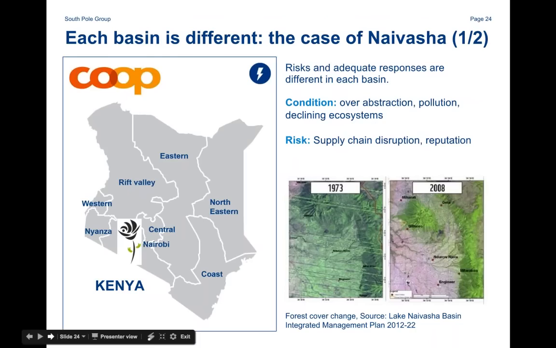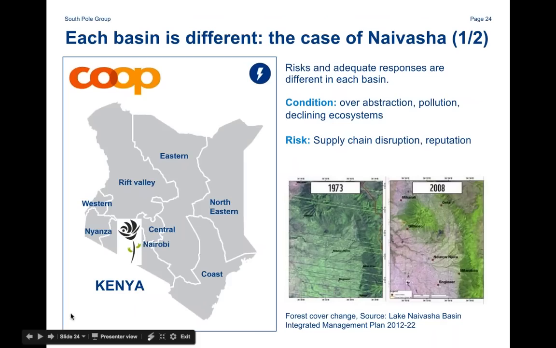And as the risks and also the responses are very specific to each basin, here the issue is that there are many large water abstractors around the lake, like big flower farms and geothermal. And due to incorrect land use on the slopes upstream, or due to deforestation, as you can see in the two pictures below, or due to a badly working sewage system, the catchment, the river basin really faces bad water quality issues. And what does that mean for our corporate? He faces supply chain disruption risks as well as reputational risks.